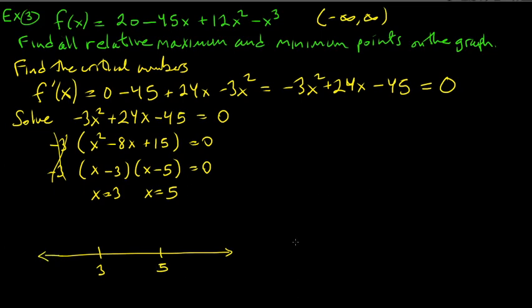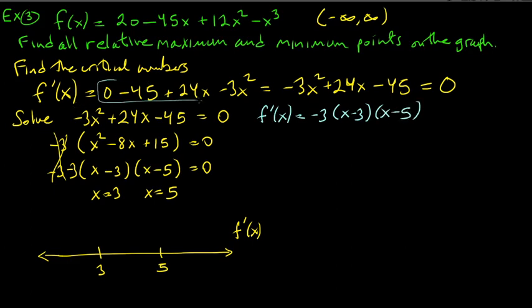And now we're just going to plug in numbers into the derivative. Here we can't forget the negative 3 now, right? So let me copy this down here. So f prime of x is negative 3 times x minus 3 times x minus 5. If you'd rather use this version, that's okay too. But it's easier for me to multiply numbers like this than to have to add and subtract them all.